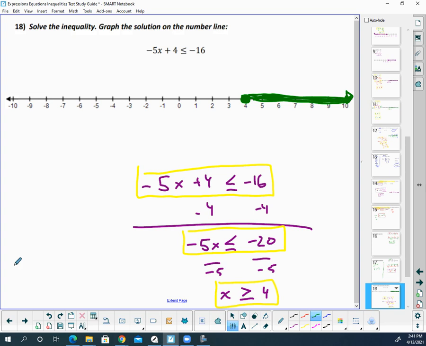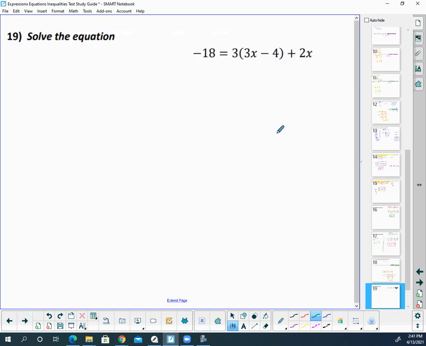And finally, the last question on the study guide is the following. Negative 18 equals 3, open parentheses, 3x minus 4, close parentheses, plus 2x. So this is negative 18 equals 3 times 3x is 9x. Just to show you what I'm doing to distribute. 3 times negative 4 is negative 12. And then plus 2x just comes straight down.